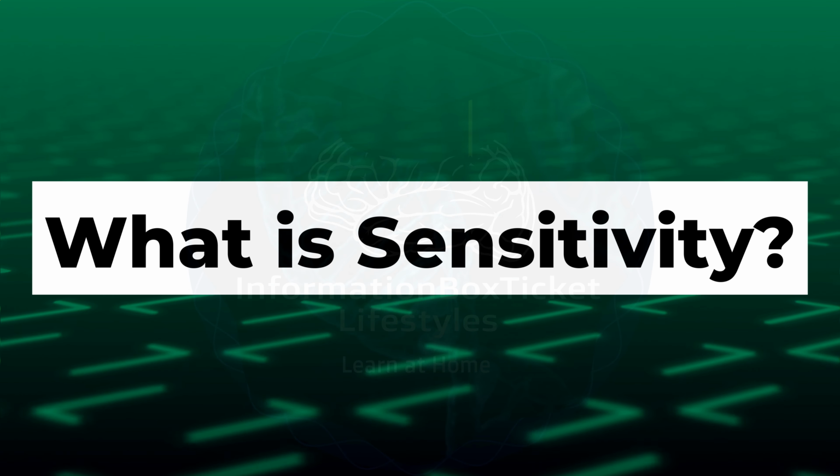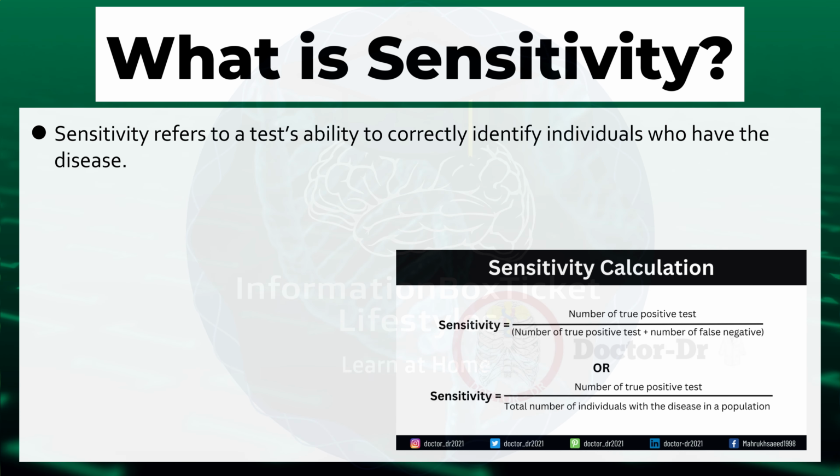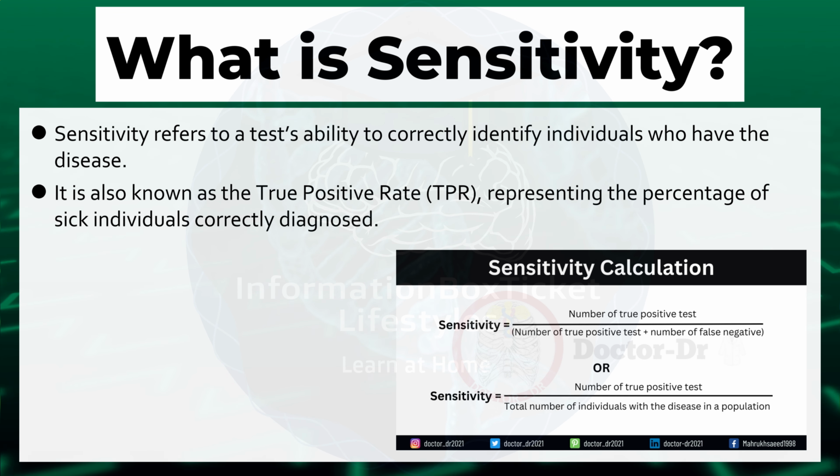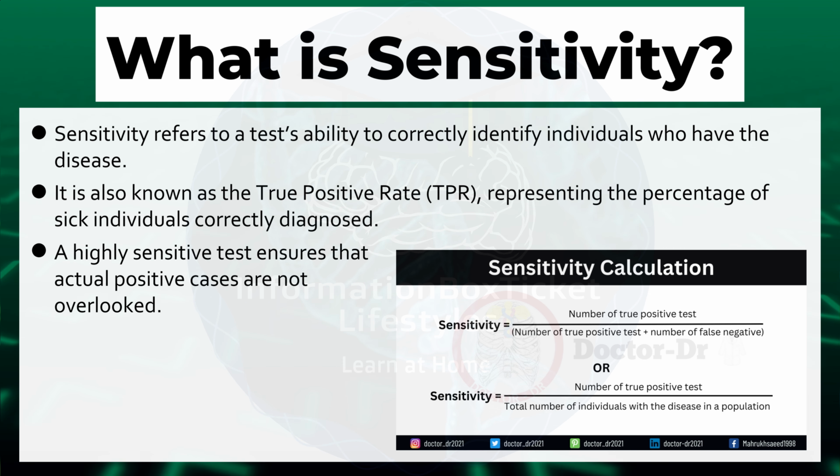What is sensitivity? Sensitivity refers to a test's ability to correctly identify individuals who have the disease. It is also known as the true positive rate, TPR, representing the percentage of sick individuals correctly diagnosed. A highly sensitive test ensures that actual positive cases are not overlooked.